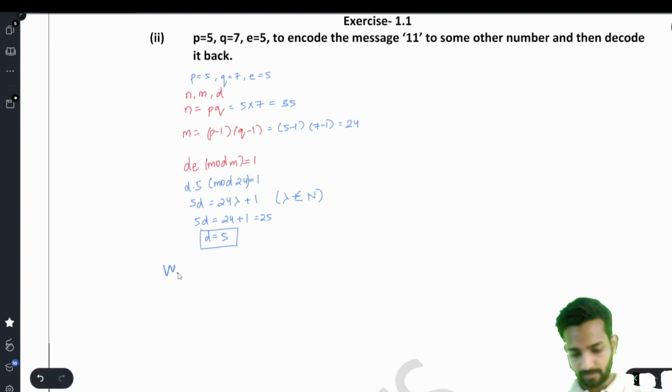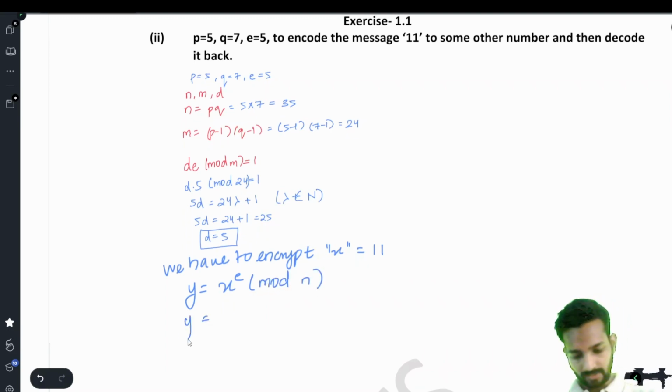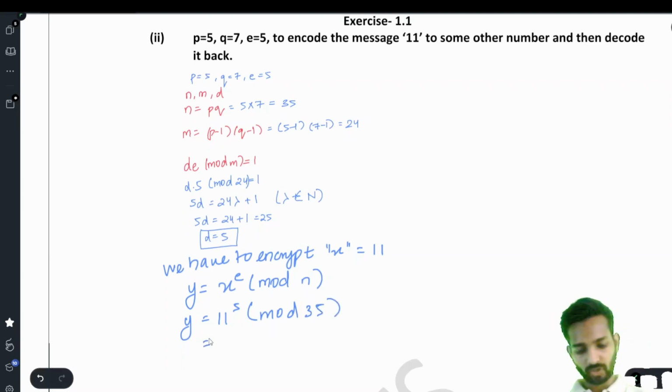Now we have to encrypt x, the value of which is given in the question, that is 11, and we know that y is equal to x power e mod of n. Y is equal to 11 power 5 mod n. The value of n we have is 35. Now when we solve this 11 power 5 and divide it by 35, we will get y is equal to 16. Remember, we have to take the remainder.